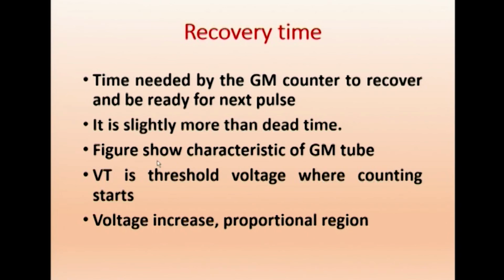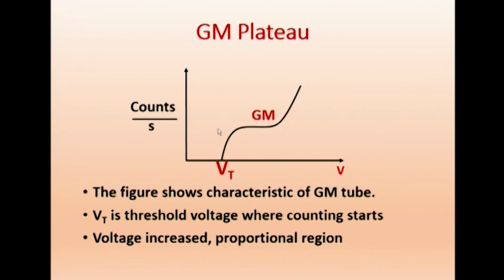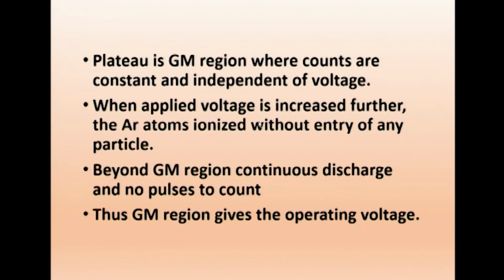And here we go to the GM tube and see what the characteristic of the GM is. So this is the GM tube we have. This is the y-axis, number of pulses. So this region is called the GM region. This is the threshold at which the counting starts. Vt is the threshold voltage where the counting starts. Voltage increased, and it is a proportional region. So the plateau is the GM region where the counts are constant, independent of voltage.